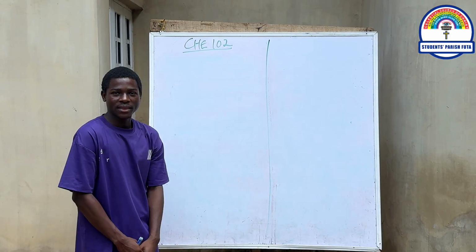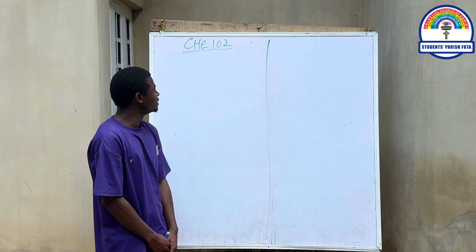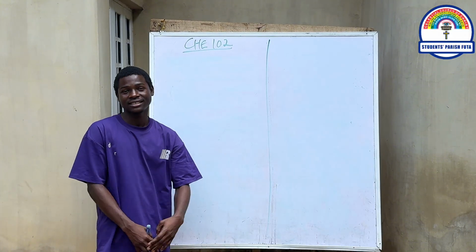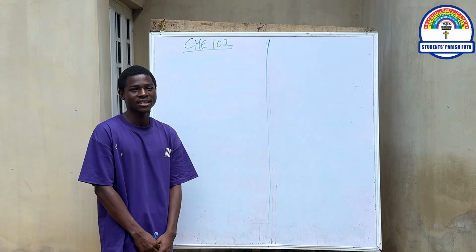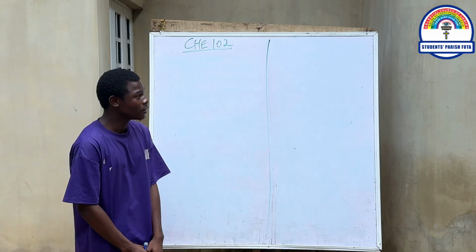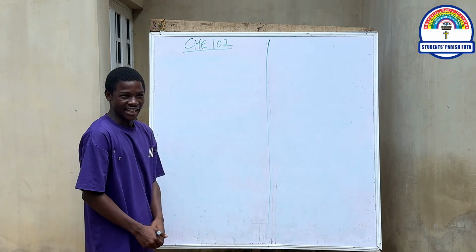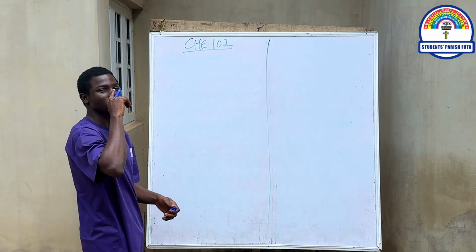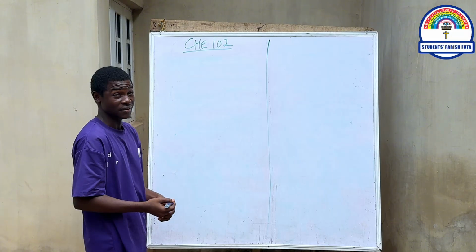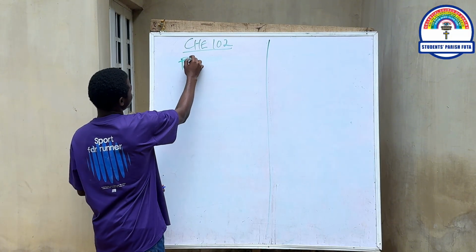Today, we'll be taking Chemistry 102 and having taken the first part, talking about the introduction to organic chemistry and some characteristics of organic compounds, we'll be delving into homologous series, functional group, and a bit of naming today. So let's start with functional group.